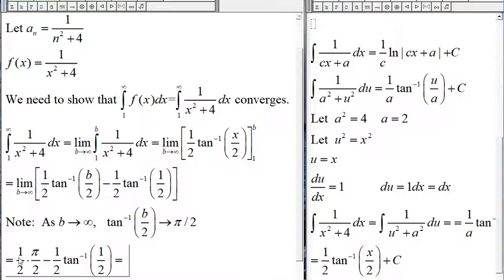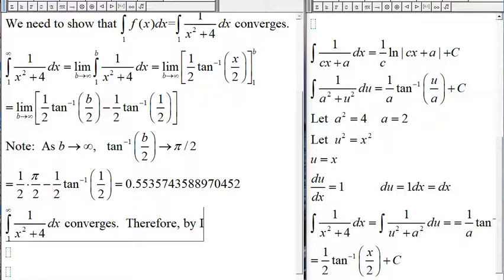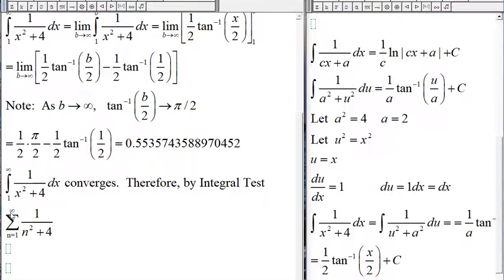If we want to know exactly what all of this equals, we can go to a scientific calculator and put all of this in, and it will give us a finite number, some real number. Using a scientific calculator, this comes out to be about 0.5535, and therefore we can say that this integral converges, and therefore by the integral test, this infinite series converges.